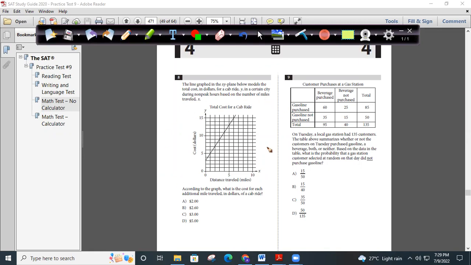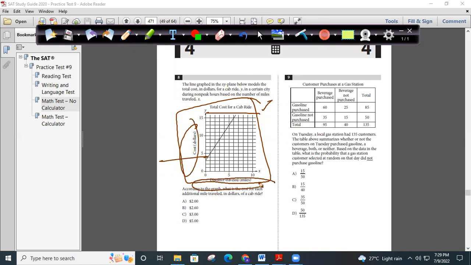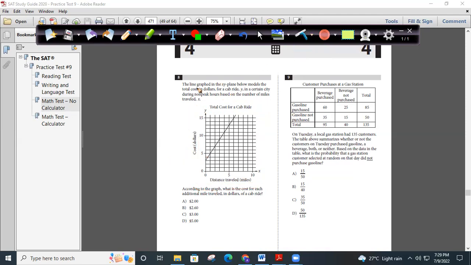Whenever they give any graph or any information, any box, first read that. Then go to the question. Why? You'll understand now. The question is about the total cost for a cab ride. So the y-axis represents the cost in dollars and the x-axis represents the distance traveled in miles. The line graphed in the XY plane models the total cost in dollars for the cab ride in a certain city during non-peak hours. You should not waste time on the meaningless details; it is just the total cost in a certain city for X miles traveled.